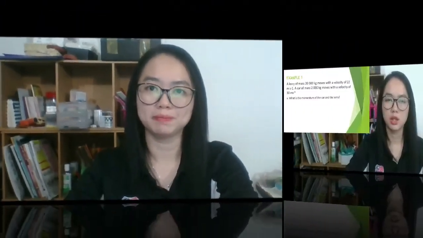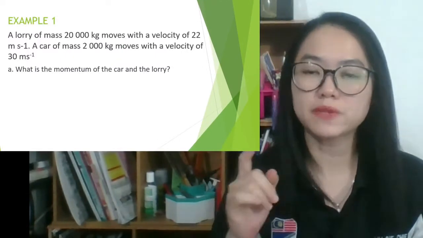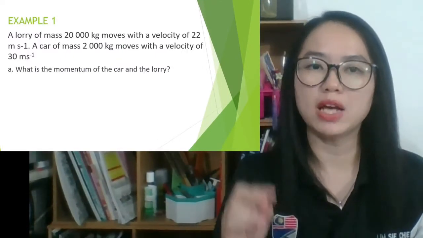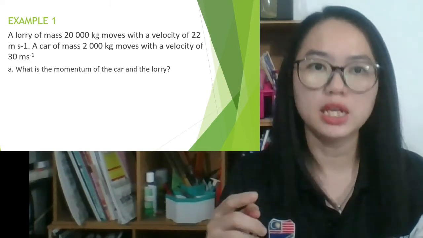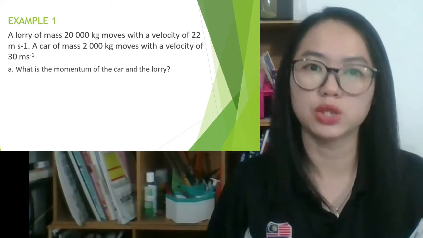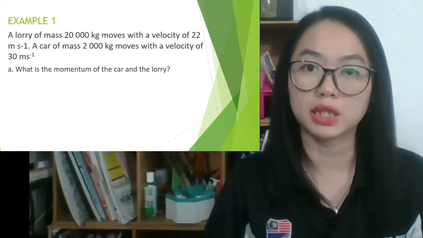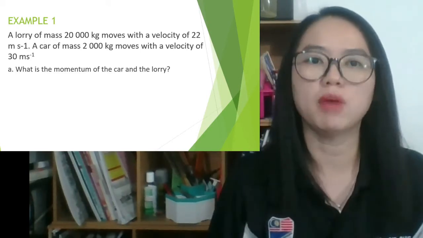Now, let's try one example question related to momentum. Okay, let's look at this first example. A lorry of mass 20,000 kg moves with a velocity of 22 meters per second. A car of mass 2,000 kg moves with a velocity of 30 meters per second. What is the momentum of the car and the lorry?